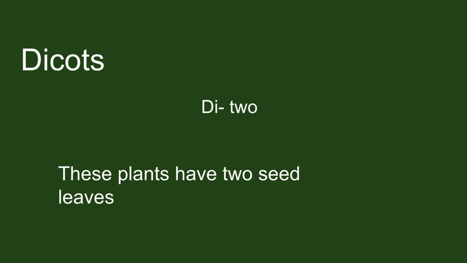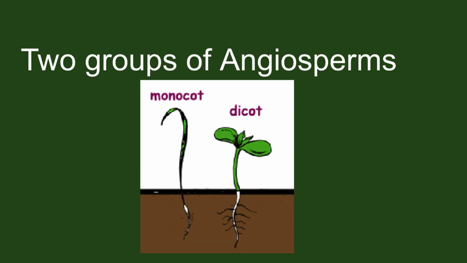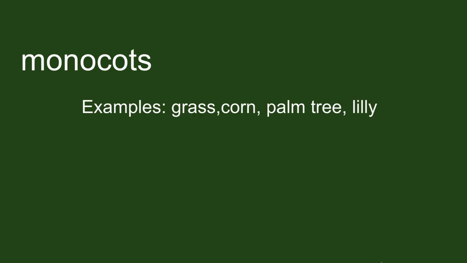Whereas a dicot has two seed leaves. What do you mean? Well, as the seed comes up, you see over here the monocot has just one seed leaf when it first starts to grow. A dicot will have two seed leaves. Ain't that something that somebody figured that out? Some examples of monocots include grass, corn, palm trees, lilies.